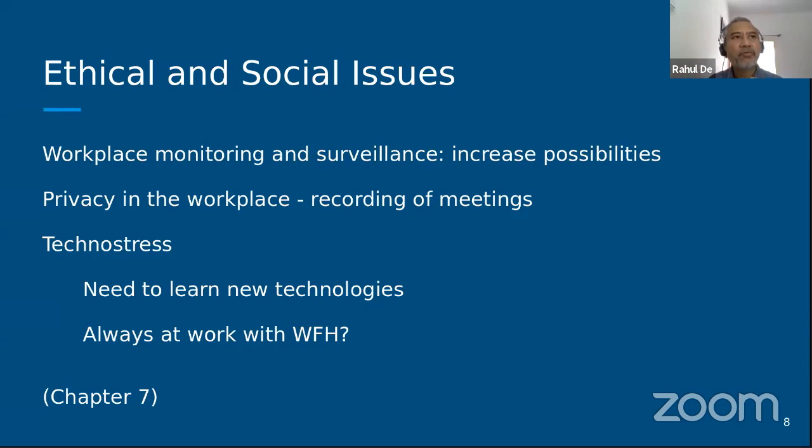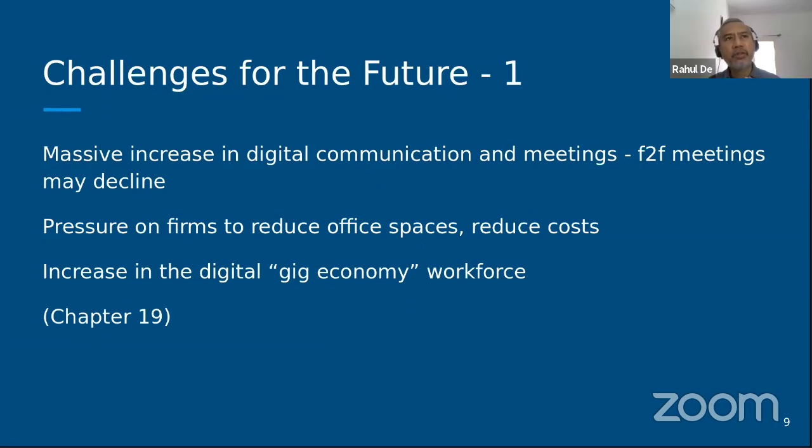People in government offices are being asked to use technologies and learn them, which they hadn't seen before. Then the techno stress issue is, are we always at work? If you are working at home and you're at home all the time, you are most likely working all the time. And this is becoming a challenge. And there is now possibly, there will be legislation in the future about these issues. So those were my comments on what is happening right now.